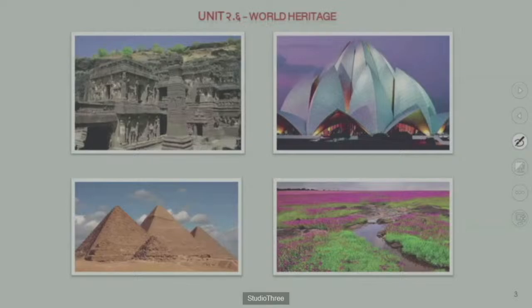Out of these four images, one image belongs to India. Can you identify that image? Yes, of course, friends. The very first image is the Kailasa temple at Ellora Caves. The beauty of the world inscribed in one single rock. That's why it stands first in World Heritage Sites. Of course, friends.